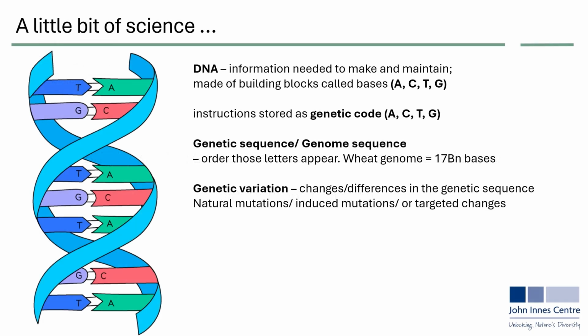So just to recap on a couple of terms that might be useful. DNA is the information needed to make and maintain us. Our DNA is made up of these building blocks of chemical bases, which we refer to in this cartoon with the letters A, C's, T's and G's. So you can almost think of these as the alphabet of life.